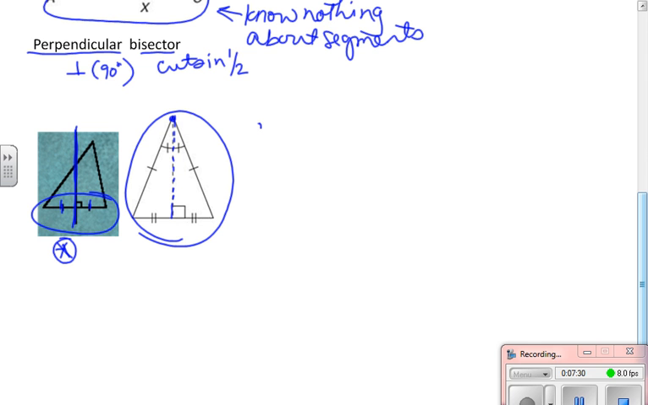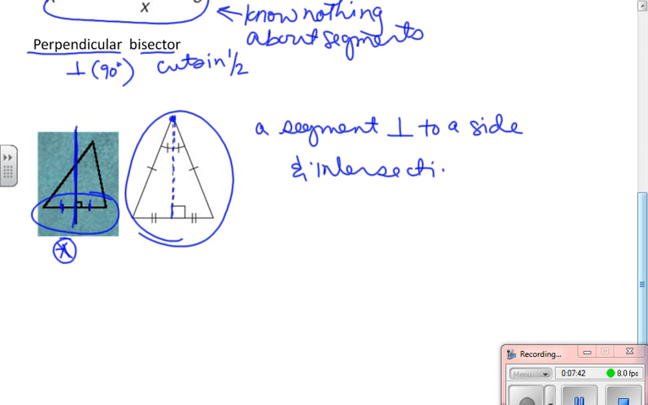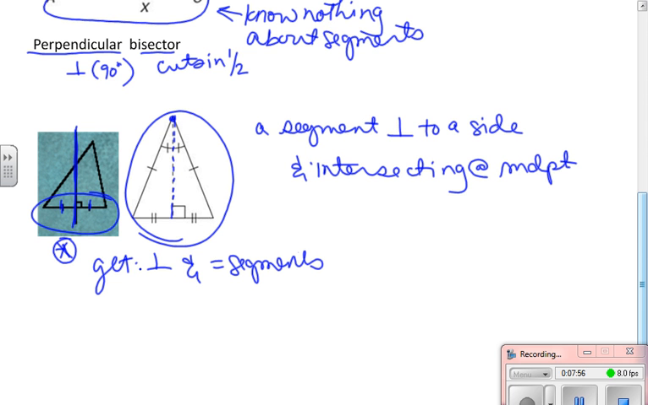A segment perpendicular to a side and intersecting at the midpoint. So you get two pieces of information. You get perpendicular and equal segments. And then in this special case, you'll get more information.